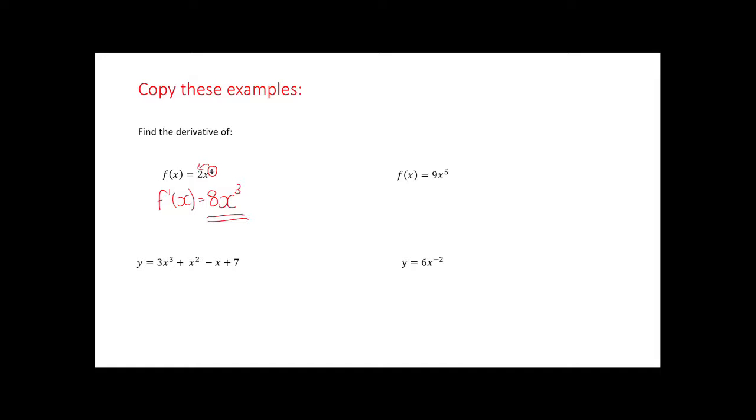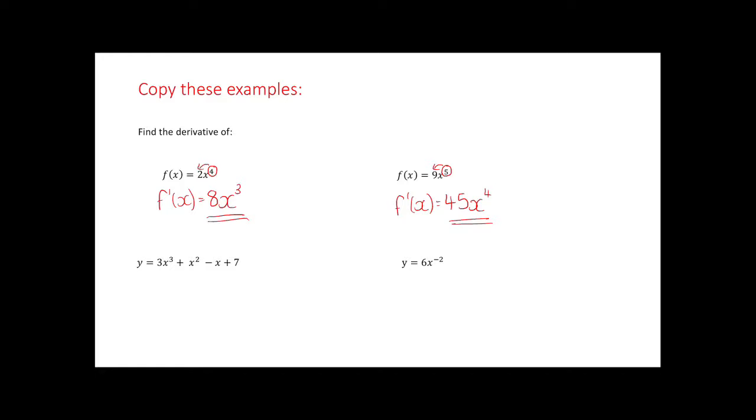Same with the next one. If we start off with f of x, we then change to f dashed x, which is our derived function. Our power moves down and multiplies by our coefficient here, so 9 times 5 gives us 45. Our x stays exactly where it is, and that 5 then decreases to 4. So our final answer would be 45x to the power of 4.